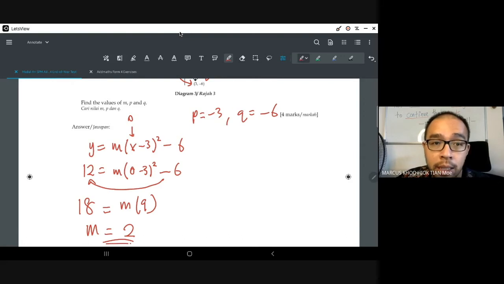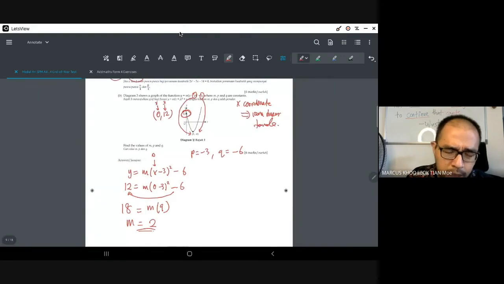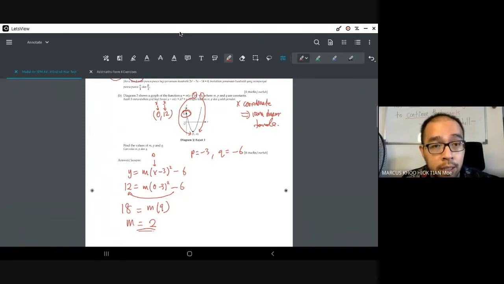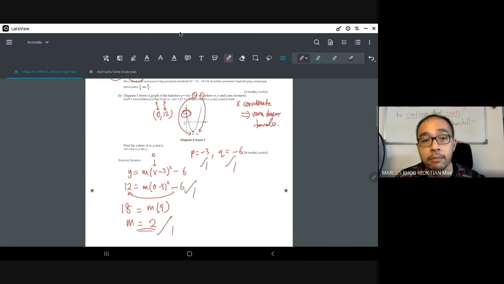Okay, so this is a fairly standard question. This is a pretty standard question, both in paper 1 and paper 2. Usually this is only 4 marks. One mark for substituting correctly, one mark for the correct m.